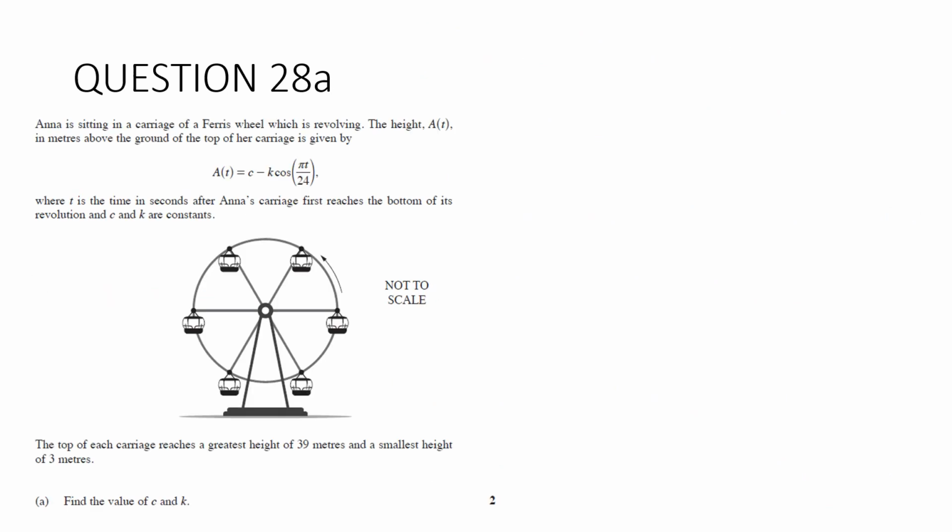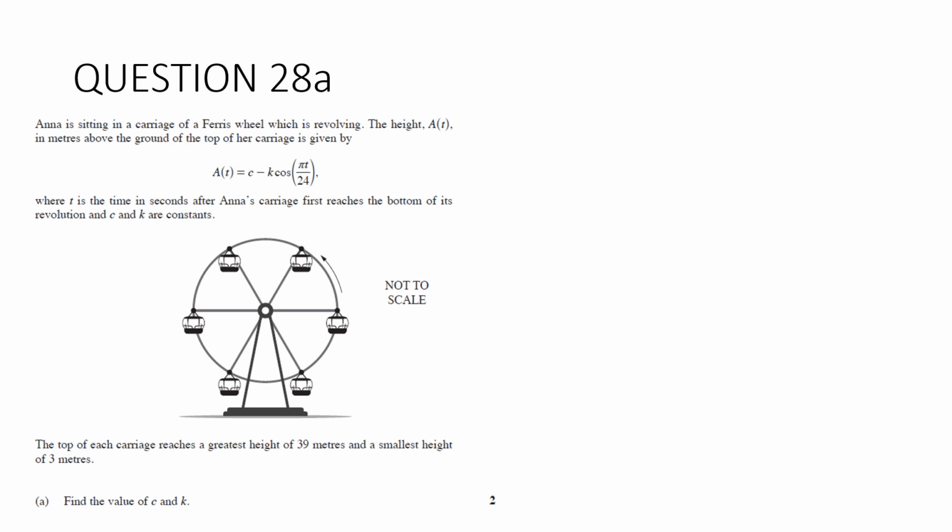Question 28. Anna is sitting in a carriage of a Ferris wheel which is revolving. The height a of t in meters above the ground of the top of her carriage is given by that equation. And t is the time in seconds after Anna's carriage first reaches the bottom of its revolution, and c and k are constants. The top of each carriage reaches a greatest height of 39 metres and a smallest height of 3 metres. Part A, find the value of c and k.